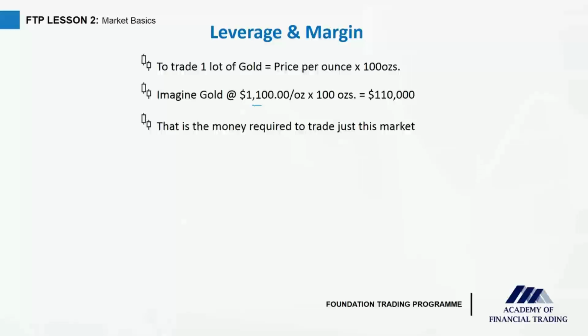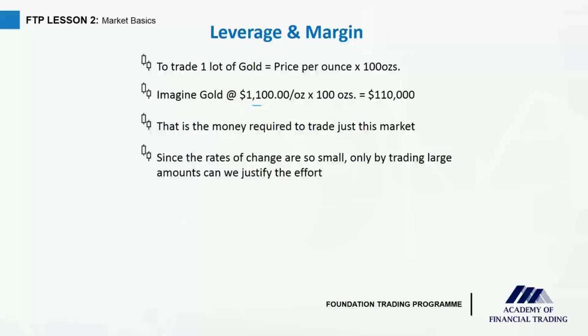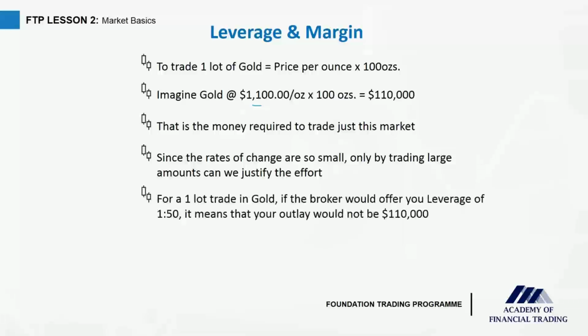And that money, that's what is required just to trade one market. Just one market, okay? So it's an incredible amount of capital that you would need to have in advance in order to trade just 100 ounces of gold. The reason why you would have to trade such a large amount is because the intraday movements are so small that it's only by trading these larger amounts does it justify the time and effort that we spend doing it. Okay?